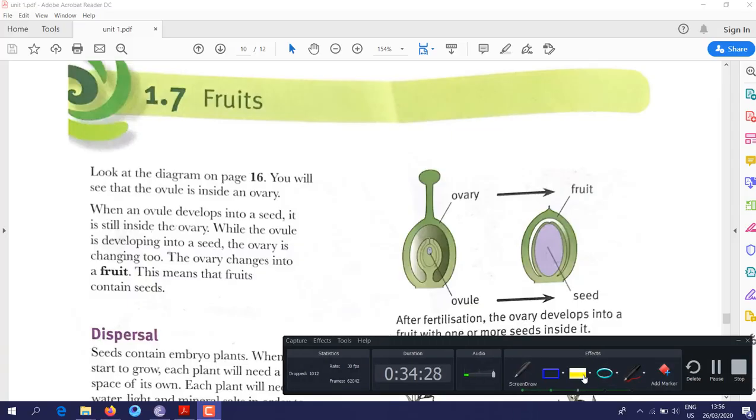Just focus on these two parts. The ovary will turn into a fruit, while the ovule will turn into a seed.